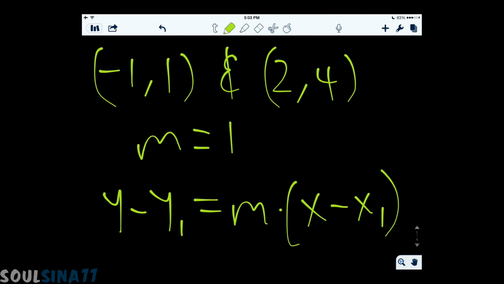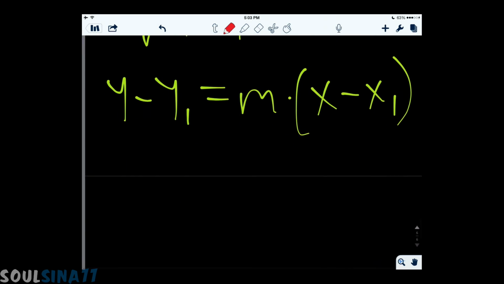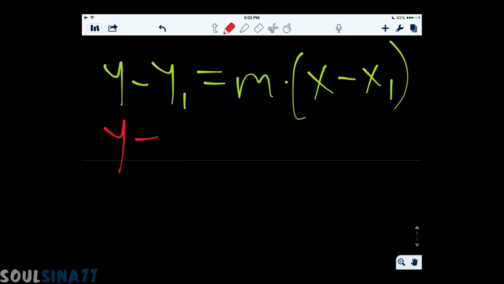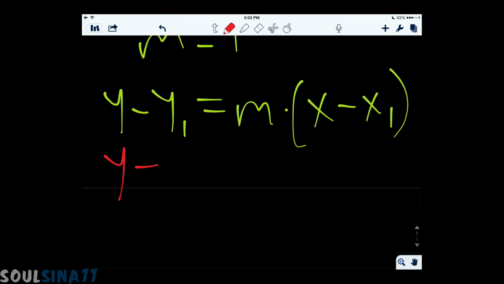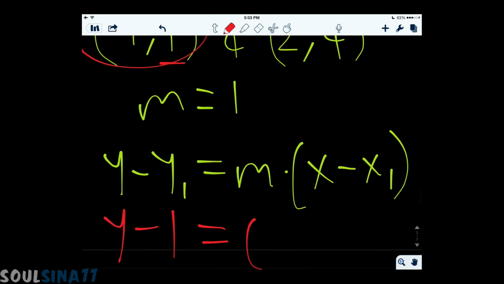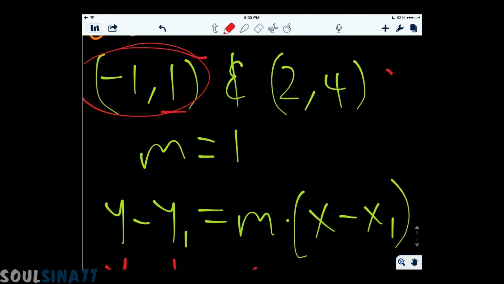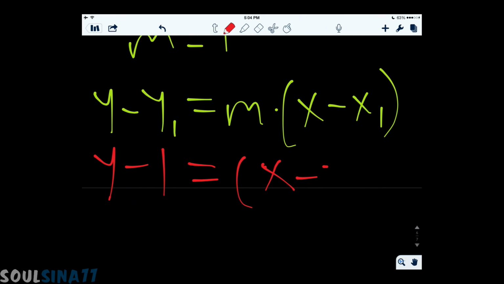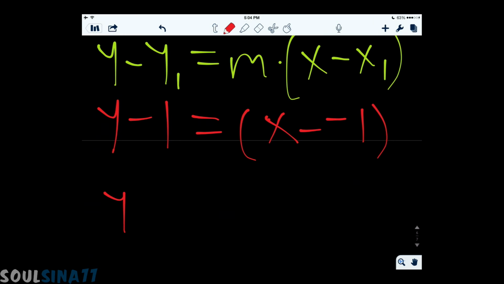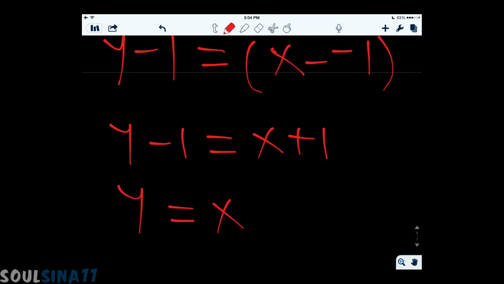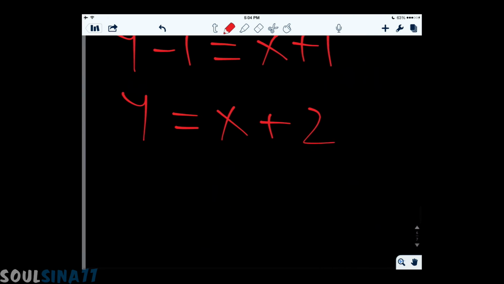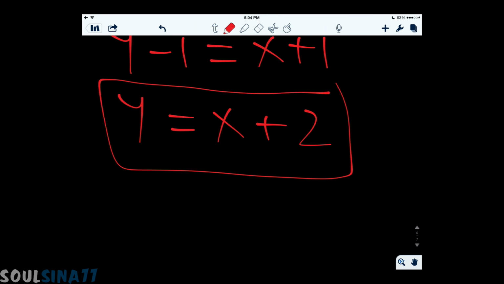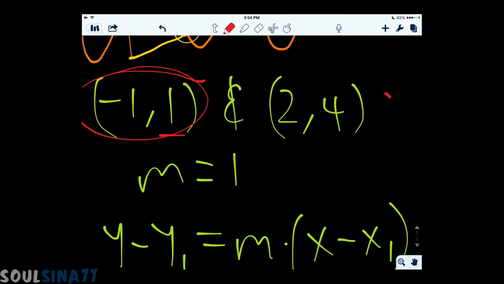So we could grab either of these points. So let's just go with this one, because this one deals with the number 1. So y minus, we have positive 1, so we're just going to leave it as 1, equals, m is just 1, so we're not even going to write that down, x minus, we have -1, so x minus -1, y minus 1 equals x plus 1, y equals x plus 2. So this is the equation of the secant line at these 2 points.